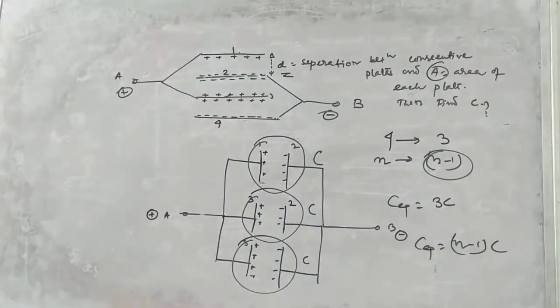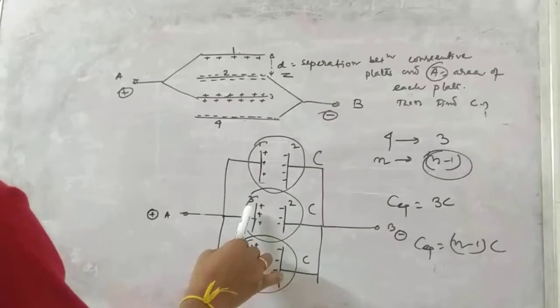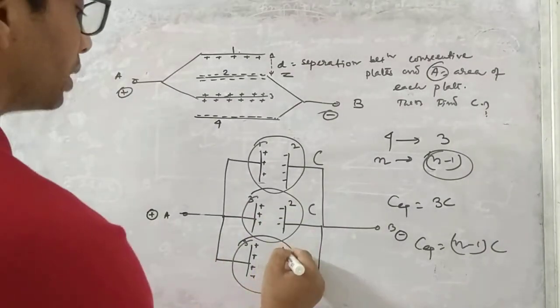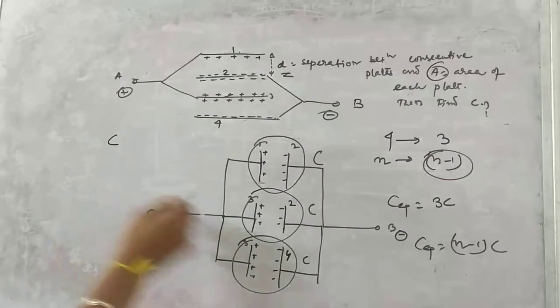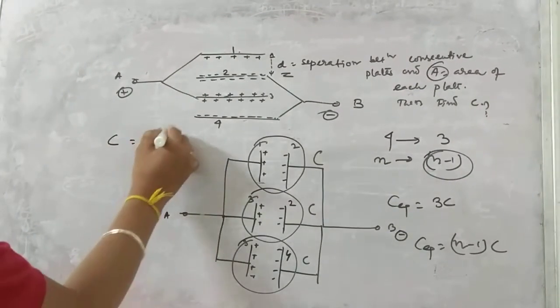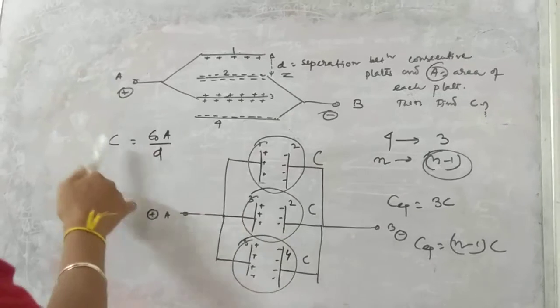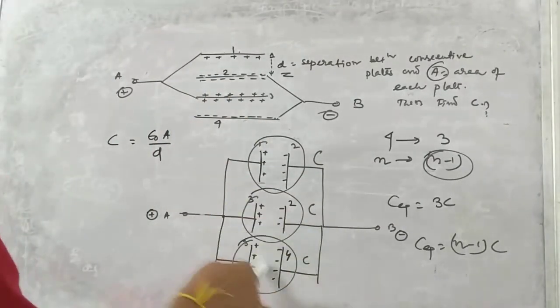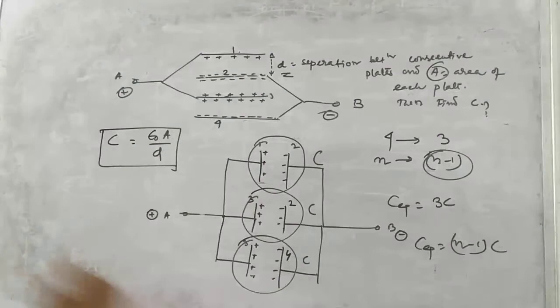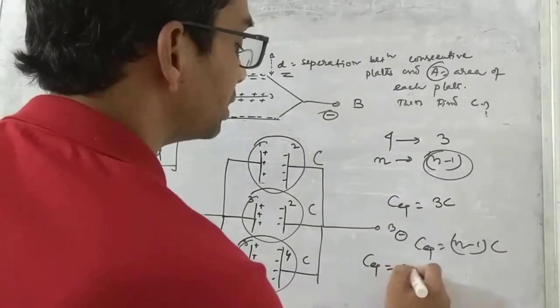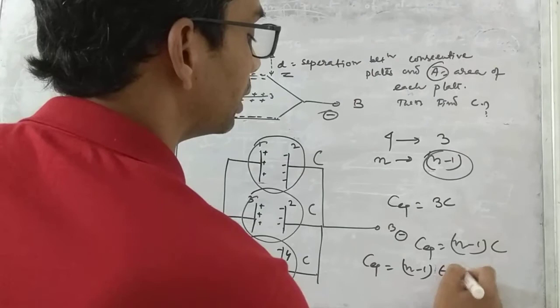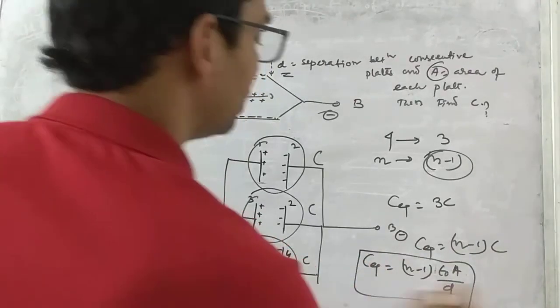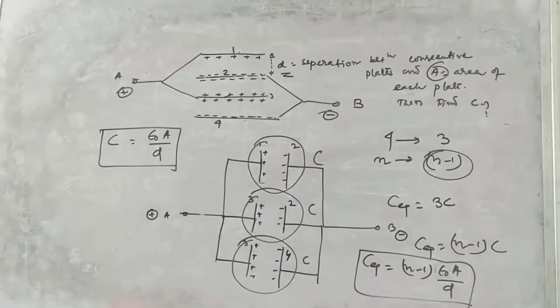Now what is the value of C? C is the effective capacitance of any single capacitor, that is, between plates 1 and 2, or plates 2 and 3, or plates 3 and 4, etc. So the capacitance C of any capacitor is epsilon naught A by D. Therefore the equivalent capacitance becomes (n minus 1) epsilon naught A by D. This is a very important problem for competitive exams.